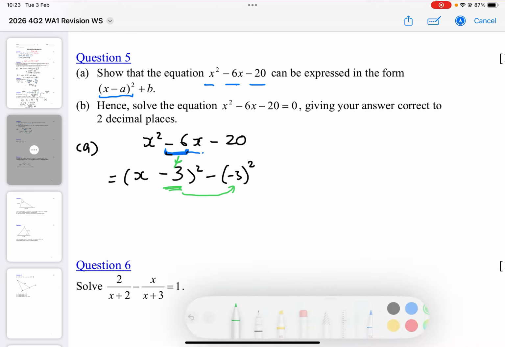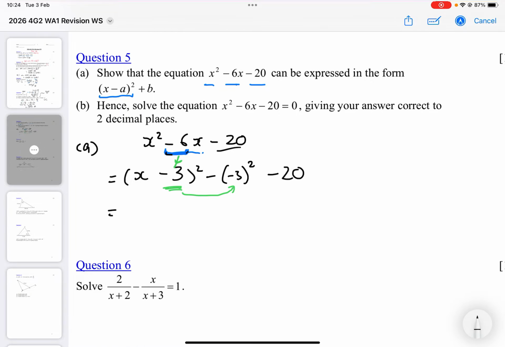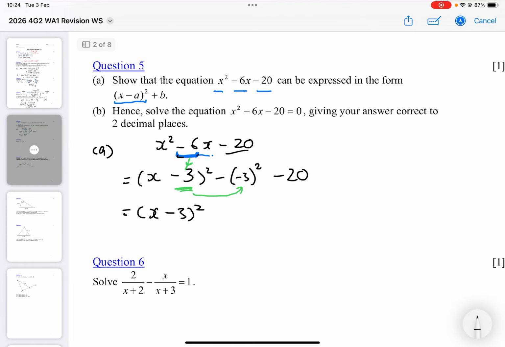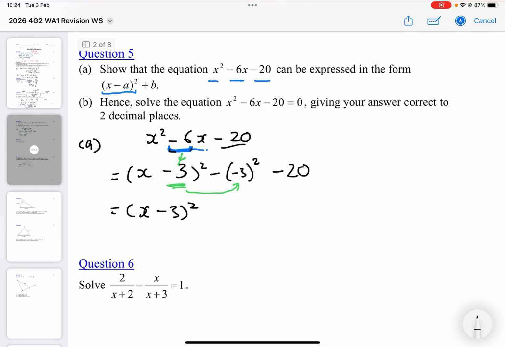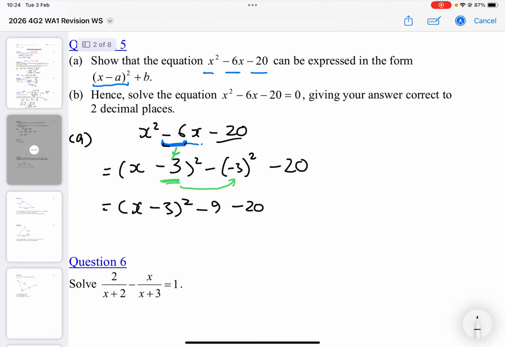Then we haven't touched this minus 20 yet. After that, put this minus 20 at the back. So I will have x minus 3 squared. Negative 3 being squared is positive 9. So I have to minus 9 and then minus 20. So this is my final solution.